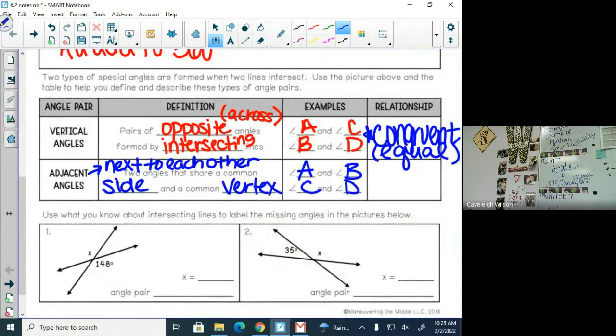And we are going to find that because they are next to each other, look at me, because they're next to each other, they're on a straight line, and a straight line is 180, supplementary. So adjacent angles are supplementary, which means they add to 180. So that's very important. So I'm going to add that up there too.